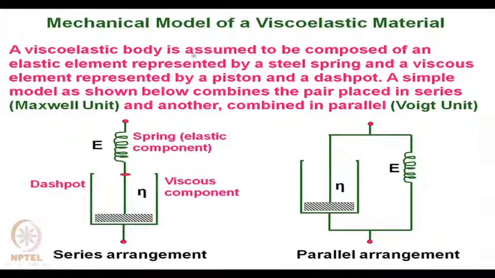So, a viscoelastic body is assumed to be composed of an elastic element represented by a steel spring and a viscous element represented by a piston and a dashpot. A simple model is shown below, which combines the pair placed in series, the Maxwell unit in this case, and another combined in parallel, the Voigt unit.